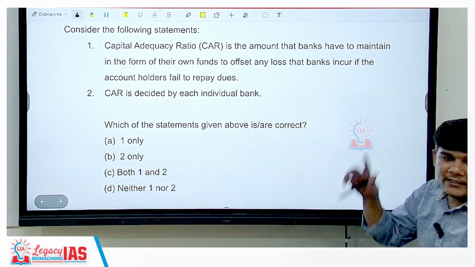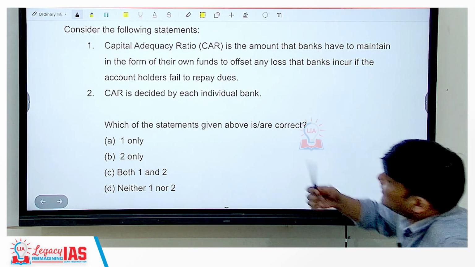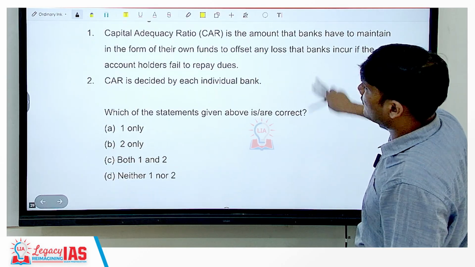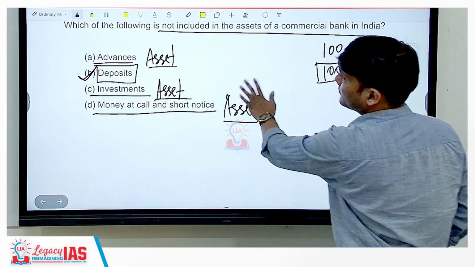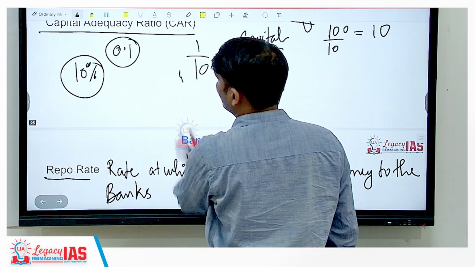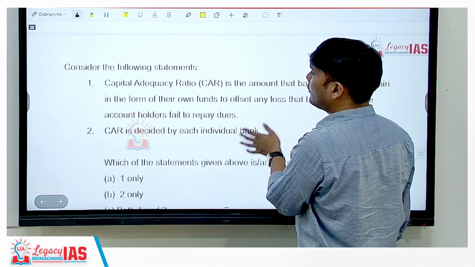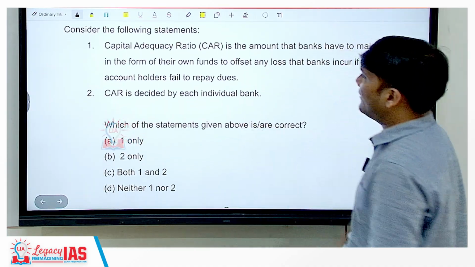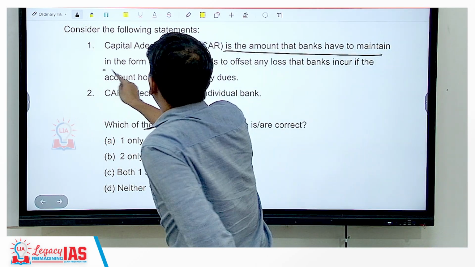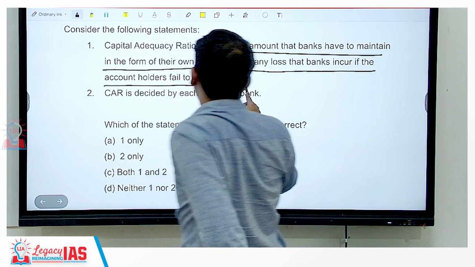So now we did the capital adequacy concept already. It's the same concept. Capital adequacy ratio, CAR. We did that. Now they are talking about that exact same thing, that is capital adequacy ratio. It is the amount that the banks have to maintain in the form of their own funds to offset any loss that the banks incur if the account holders fail to repay.